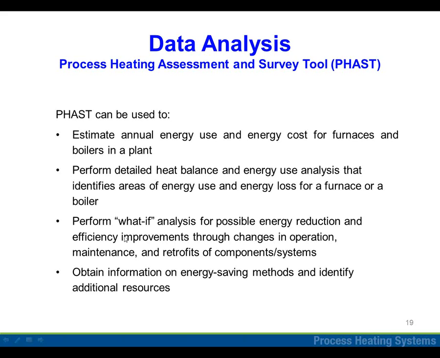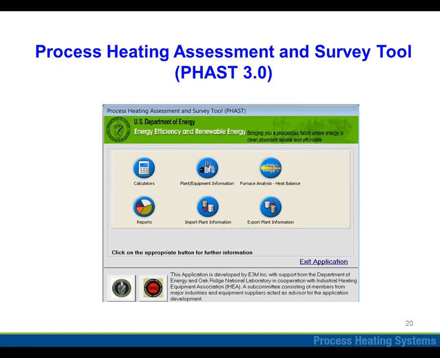Now, after that heat balance analysis, we will perform what-if analysis for possible energy reduction and efficiency improvements. In this FAST tool, we'll have current conditions as well as modified conditions, and a comparison between the two will give us the what-if analysis. Also this tool and our analysis will help us obtain information on energy saving methods and identify additional resources. So this is just a screen, the FAST 3.0 Process Heating Assessment and Survey Tool.